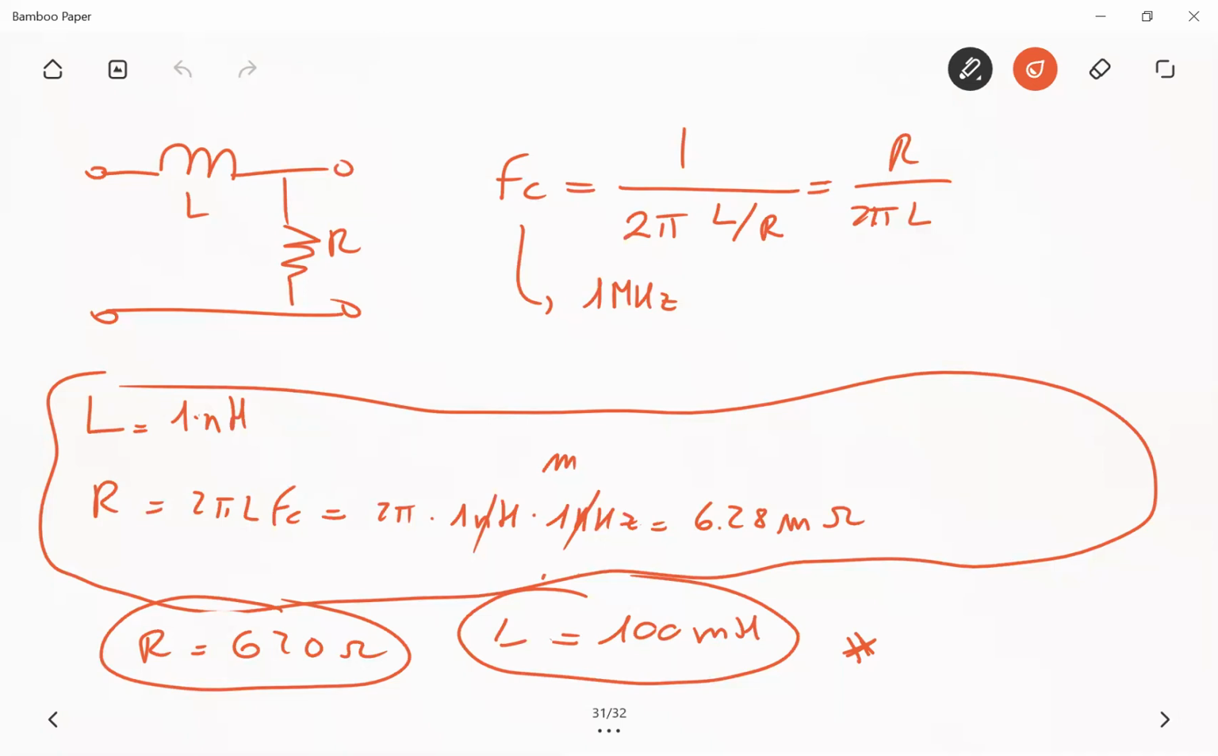Let's see. 1.6 kilohertz. Let's see if your design is correct. The oscilloscope will tell us that. So this one is also what you will do today in the lab. I'm just kind of spoiling it.